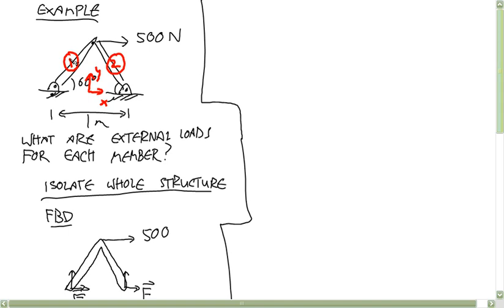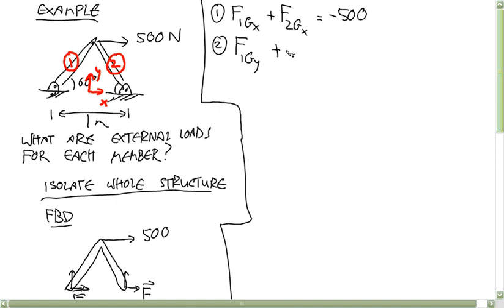I guess I wouldn't be going through this example if you couldn't eventually get the equations to catch up with the variables. So feel hopeful. Okay, so we have three equations. Let me just write down what we have so far. I'm just rewriting these vector equations in scalar form. So we have F1GX plus F2GX is equal to negative 500. We have F1GY plus F2GY is equal to 0. And we have F2GY is equal to 433.